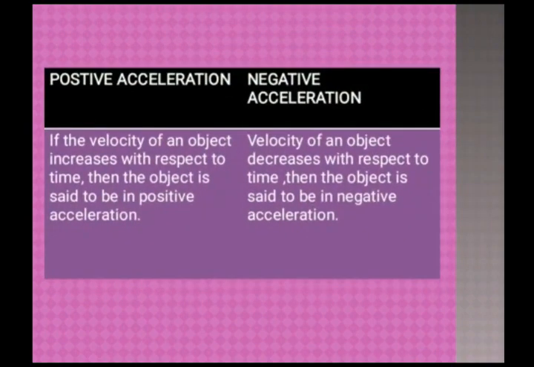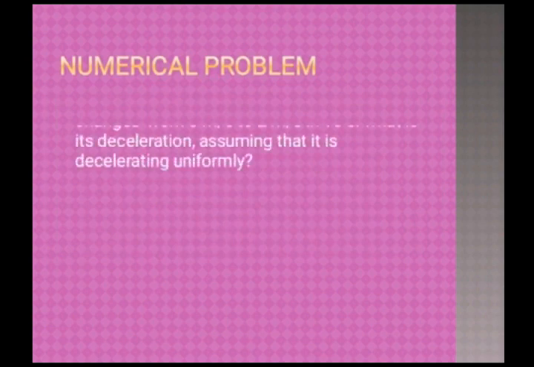Next, we will see about positive acceleration and negative acceleration. First one, positive acceleration. If the velocity of an object increases with respect to time, then the object is said to be in positive acceleration. If the velocity of an object decreases with respect to time taken, then the object is said to be in negative acceleration. The next we will discuss numerical problems.